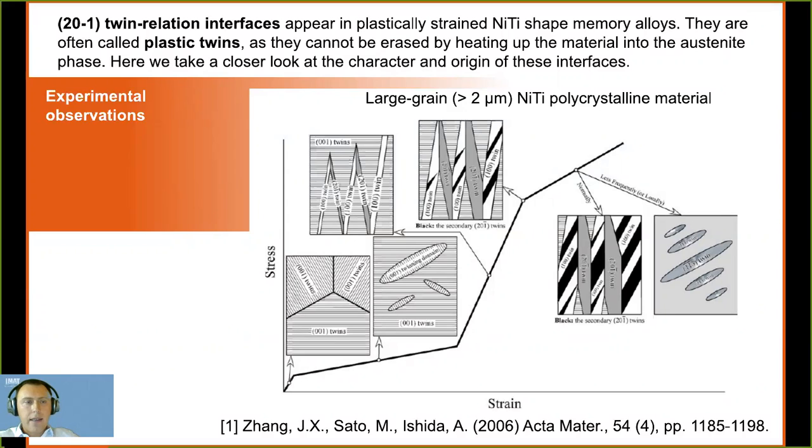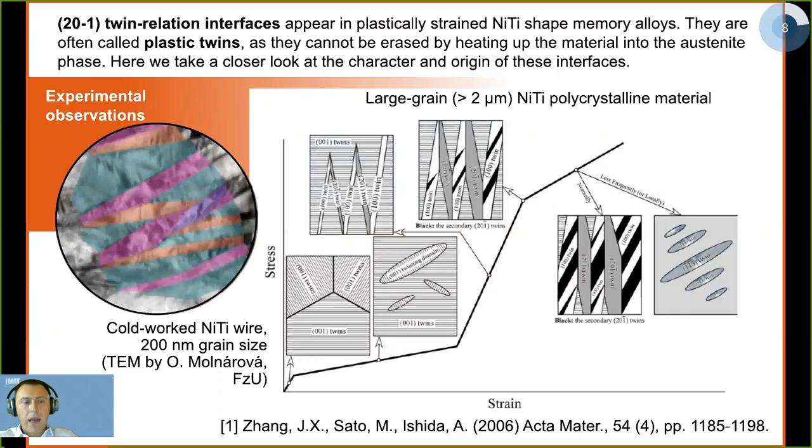And the nice thing is that these patterns and these twins are pretty universal. This was observed on a large grained polycrystal, but we can see exactly the same behavior and exactly the same patterning even if we use a cold worked wire with 10 times smaller grain size. So it seems like the pattern formation is somehow closely related to the existence of the 20-1 interfaces themselves.